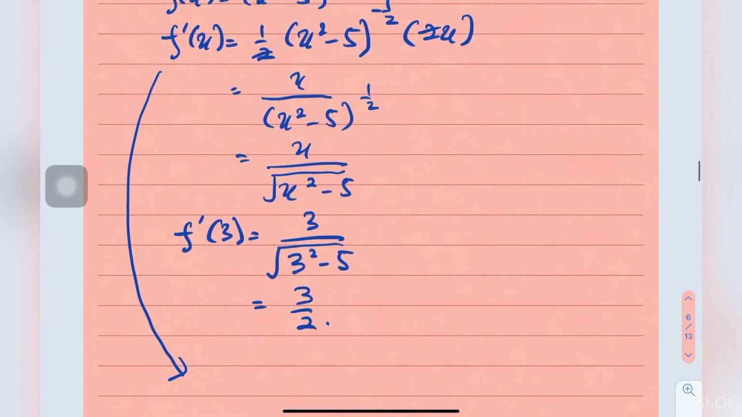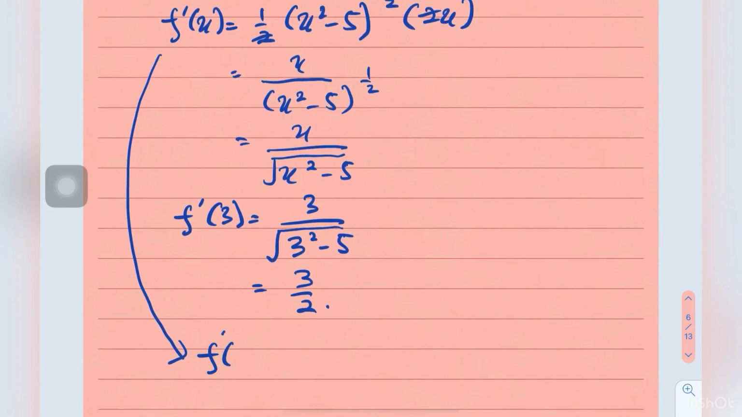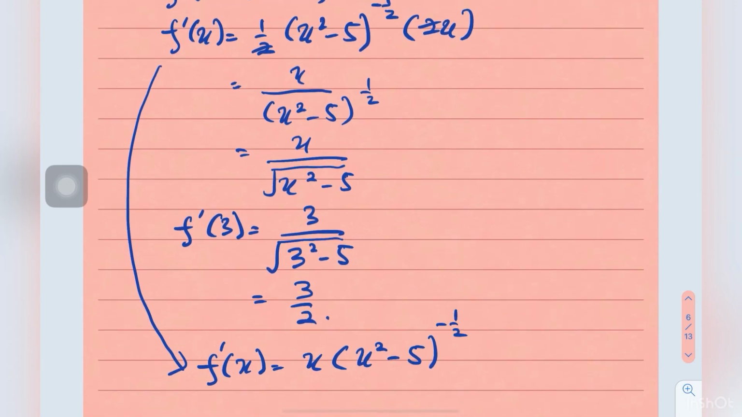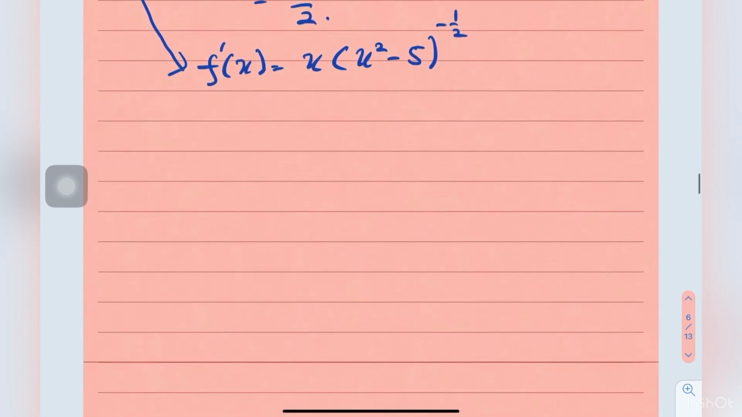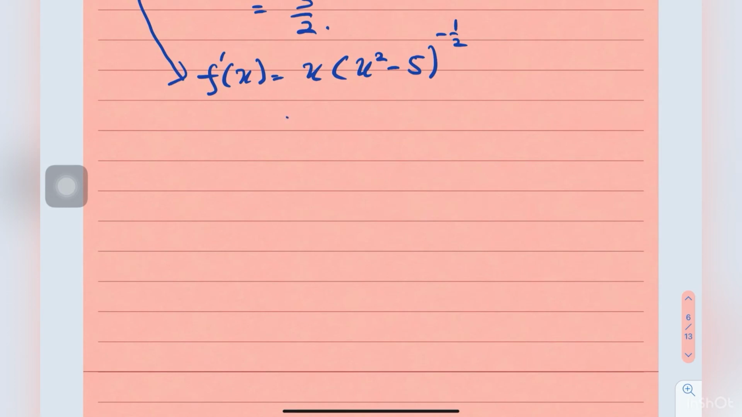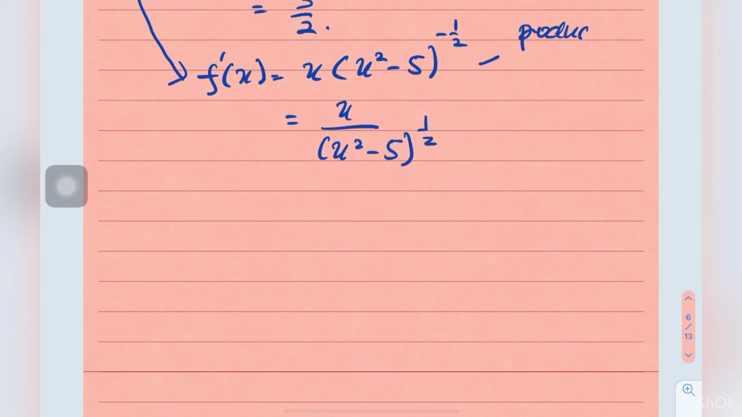x prime is x. I rewrite. Okay, so f prime is (x squared minus 5) to the power of negative 1 over 2. For this kind of question, you can use the product rule, or you can use the quotient rule if you express it like this: x over (x squared minus 5) to the power of 1 over 2. If this form, you can use the product rule. If this form, you can use the quotient rule.